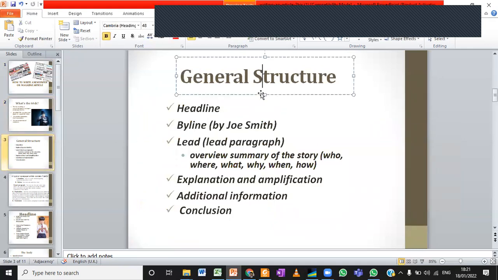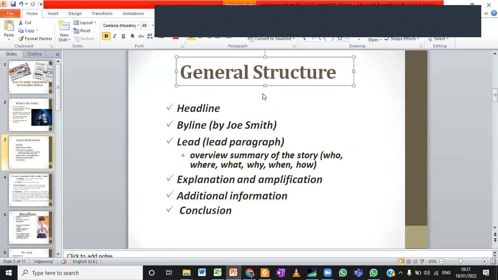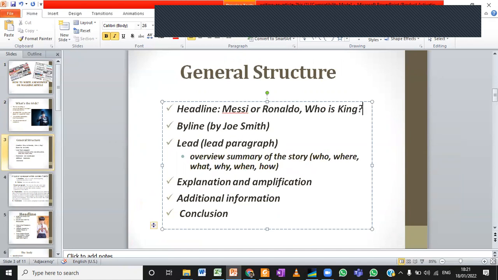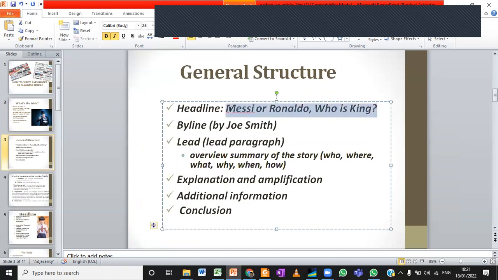Okay, so this is the structure. When I mean the structure, this is how it looks like. Number one, you must have the headline. The headline is the topic. For example, Messi or Ronaldo, who is king? You see, this is your own opinion. This is an article, a very good article topic. There must be a headline, which is the topic. And if you look at it, the headline is usually bolder than every other piece.